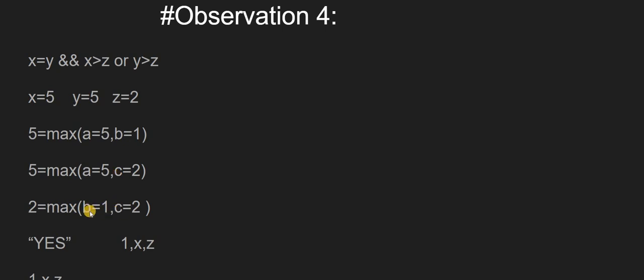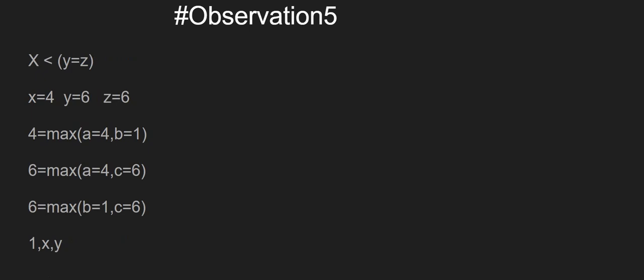Because here we have taken b equals to 1 and max should be 2, so we can take c equals to 2. So we can make a possible solution for this. So we have to print yes. And our answer is 1, 5, 2. So we can take 1 and what is 5? Either x or y. So we can take 1 y z or 1 x z. So this is the possible case.